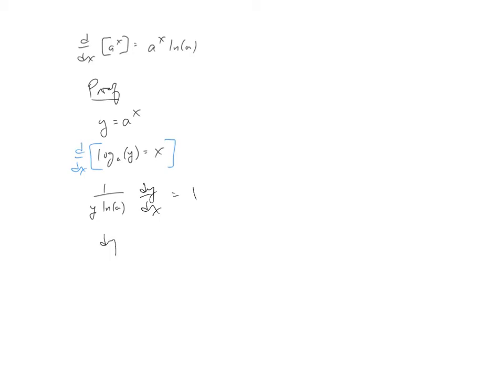So then to get dy/dx all by itself, I'll multiply the y natural log a to the other side. And our y value, as defined from the start, is equal to a to the x. So if I put the a to the x in there, there sits our proof.